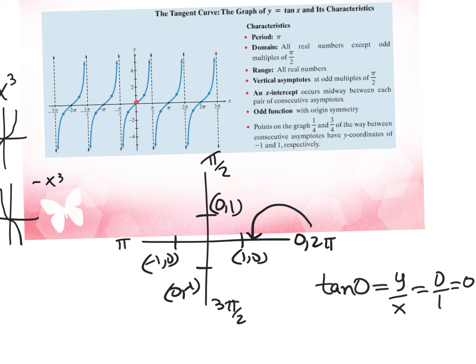Then if you were to do tangent of pi over 2. Again, y over x, pi over 2, the ordered pair is going to be 0, 1. So 1 over 0, and this is undefined. So that's why here at pi over 2, we've got an asymptote. Whenever it's undefined, that's where our asymptotes are located.